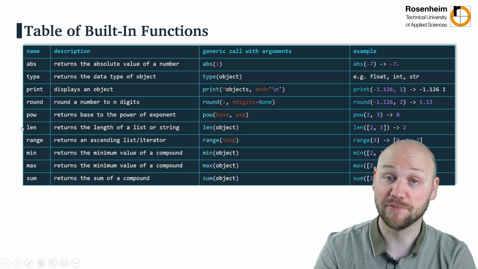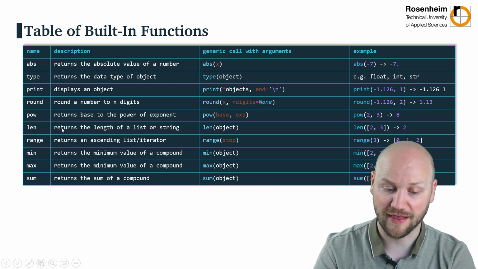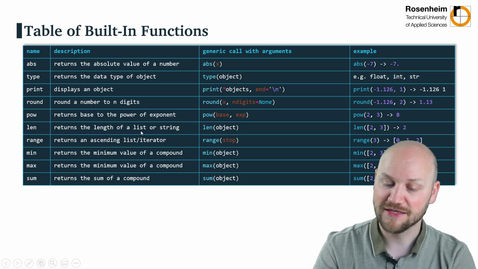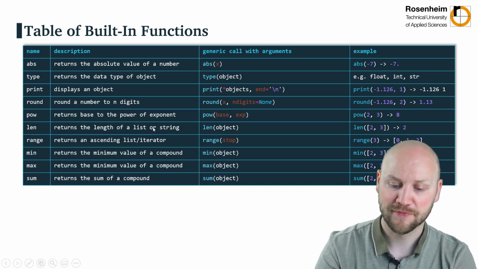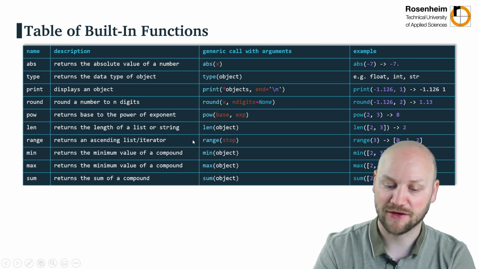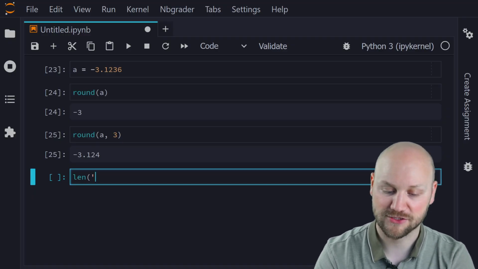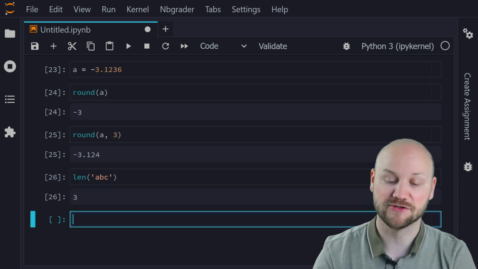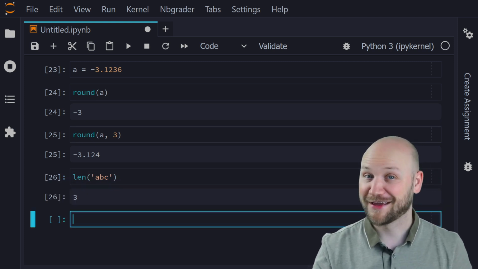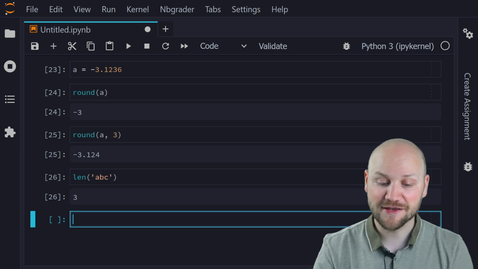Another useful built-in function is len for length. Returns the length of a list or string. List is a data type that we learn later about, and we are just having len and then an object, and let's do this. So we have len of a string 'abc', and this is of course 3 because we have 3 characters. So this is it for this video.